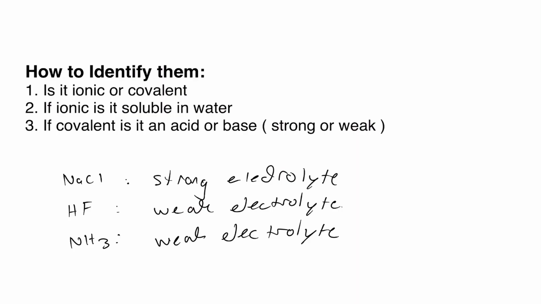So to recap, strong electrolytes experience full ionization. That's strong acids, strong bases, and soluble salts. Weak electrolytes experience only partial ionization. That's weak acids and weak bases. And the non-electrolytes have no ions at all. That's sugars and alcohols.